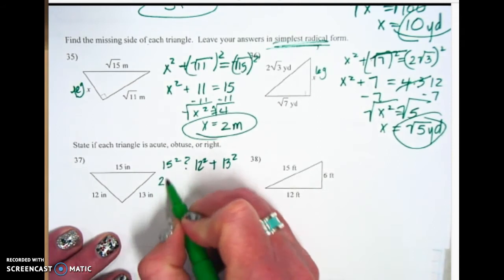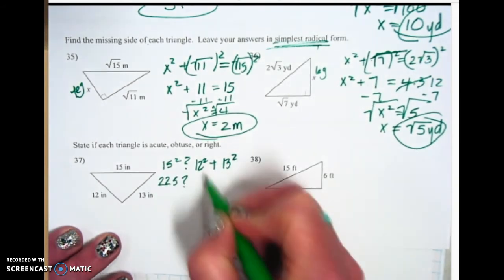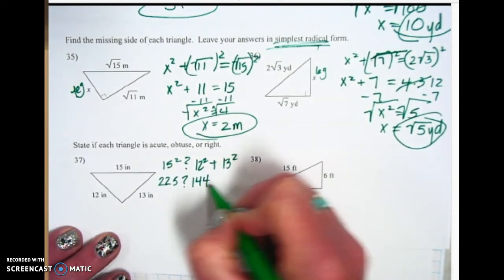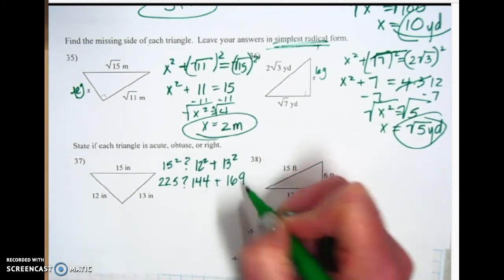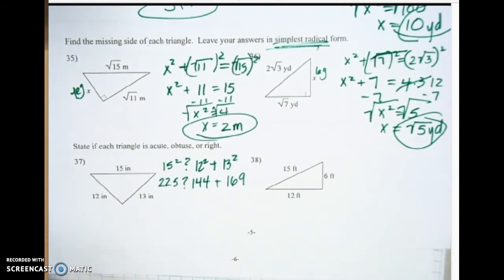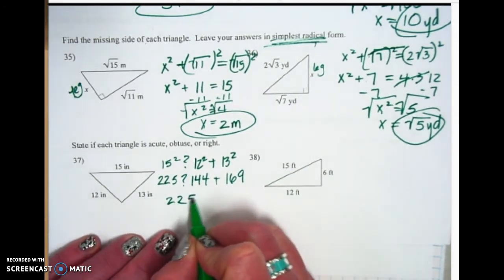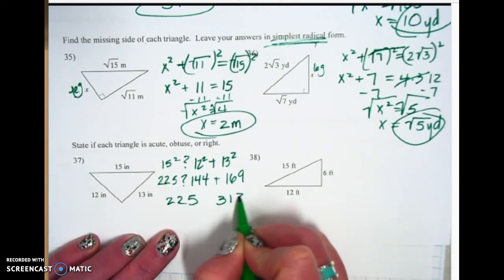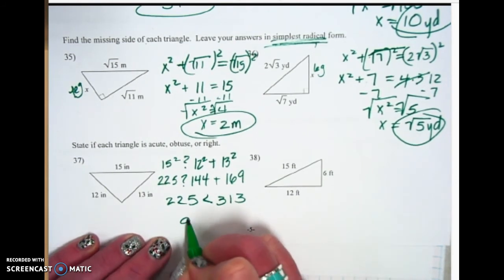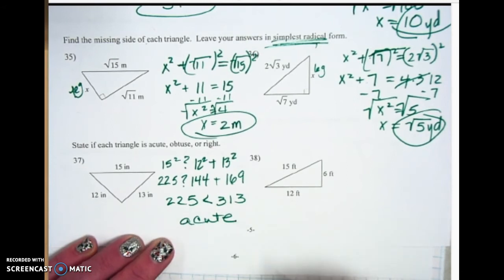So 15 squared is 225, 12 squared is 144, 13 squared is 169. If I add 144 and 169, I get 313. So 225 to 313 is less than. That means it's an acute triangle.